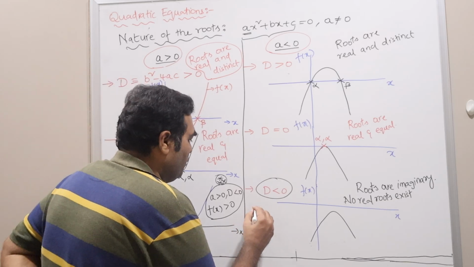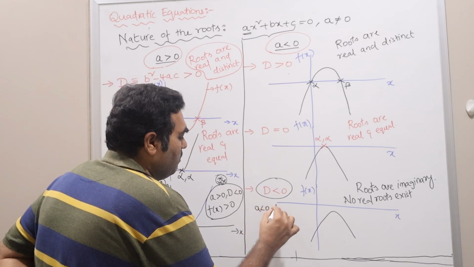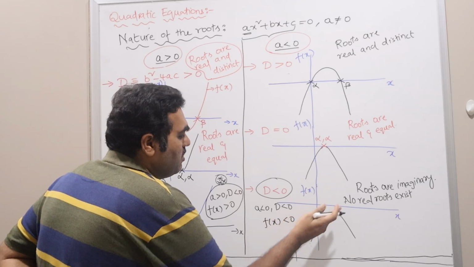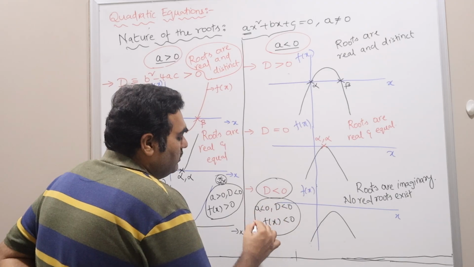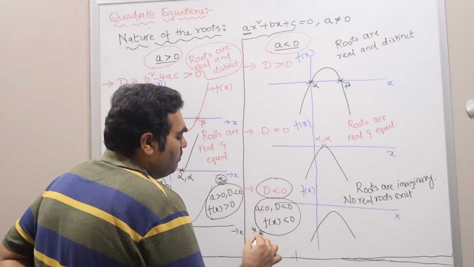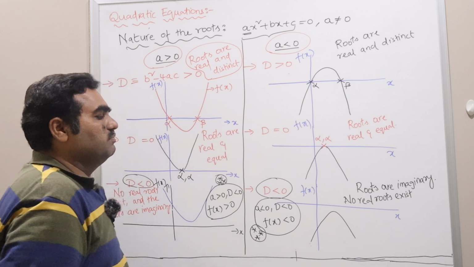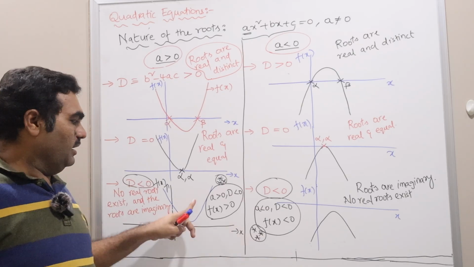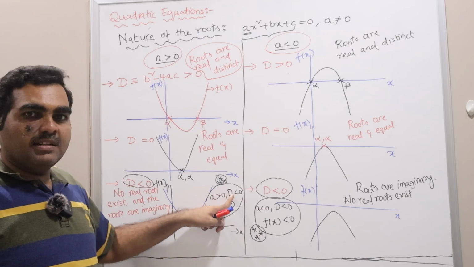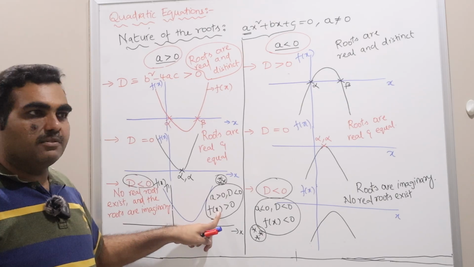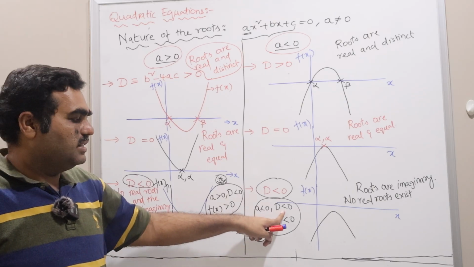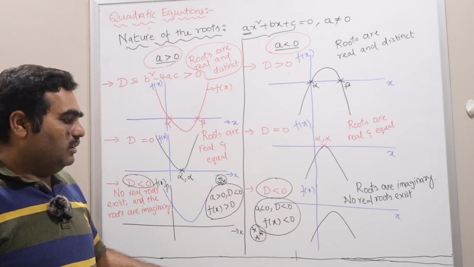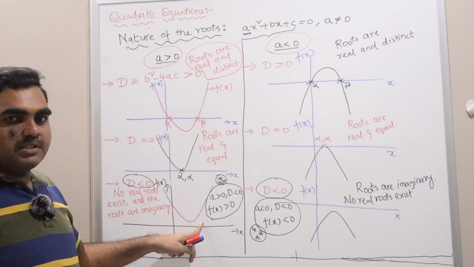Similarly, when a is less than 0, when d is less than 0, your f of x will be well below the x-axis, which we can say f of x is less than 0 for all x. This is also very, very important. See, once again, when a is greater than 0, when d is less than 0, f of x is always greater than 0. When a is less than 0, when d is less than 0, f of x will always be less than 0. Always f of x will be negative here, always f of x will be positive here.